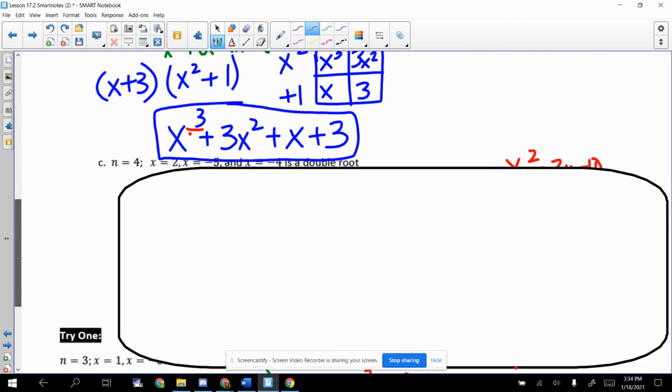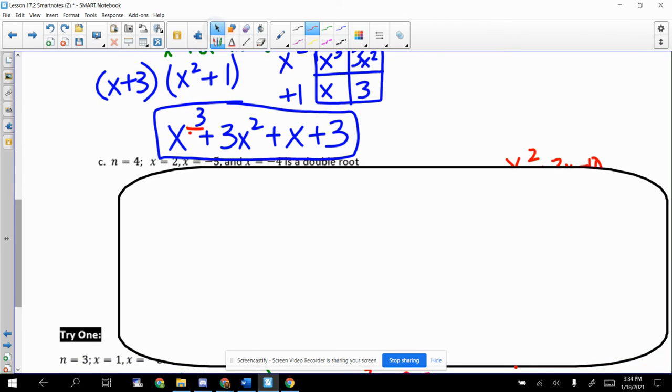And then this next one I want to talk about really quickly. So it says n equals 4. That's a little different than what we've seen because that's going to be a fourth degree. Then it gives you x equals 2, x equals -5, and it says x equals -4 is a double root. Remember, we talked a little bit about double roots last week or 2 weeks ago. A double root is when it touches and bounces off the x-axis, okay? So that's going to count as 2.